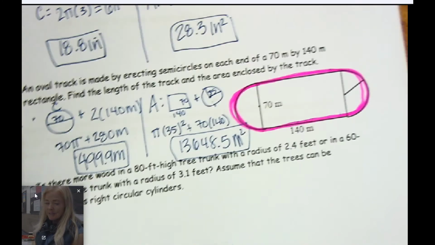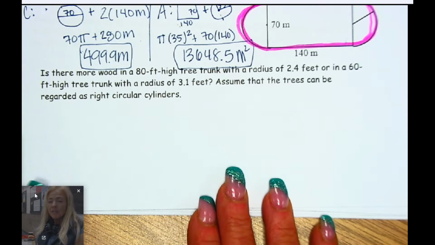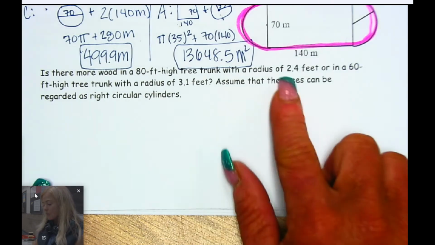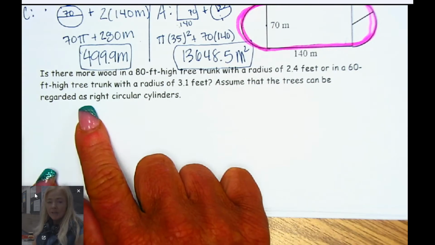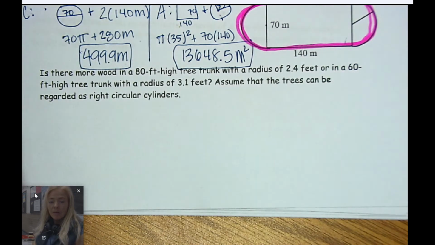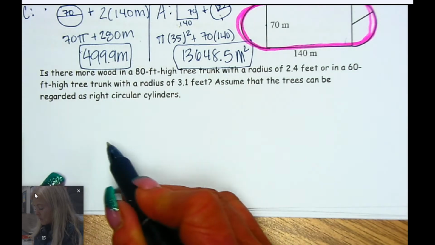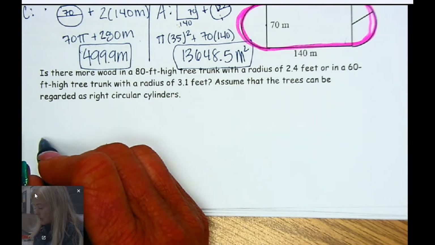We were just on this little question here. Is there more wood in an 80-foot high tree trunk with a radius of 2.4 feet or in a 60-foot high tree trunk with a radius of 3.1 feet? Assume that the trees can be regarded as right circular cylinders. So we have two right circular cylinders, 80-foot high tree trunks.